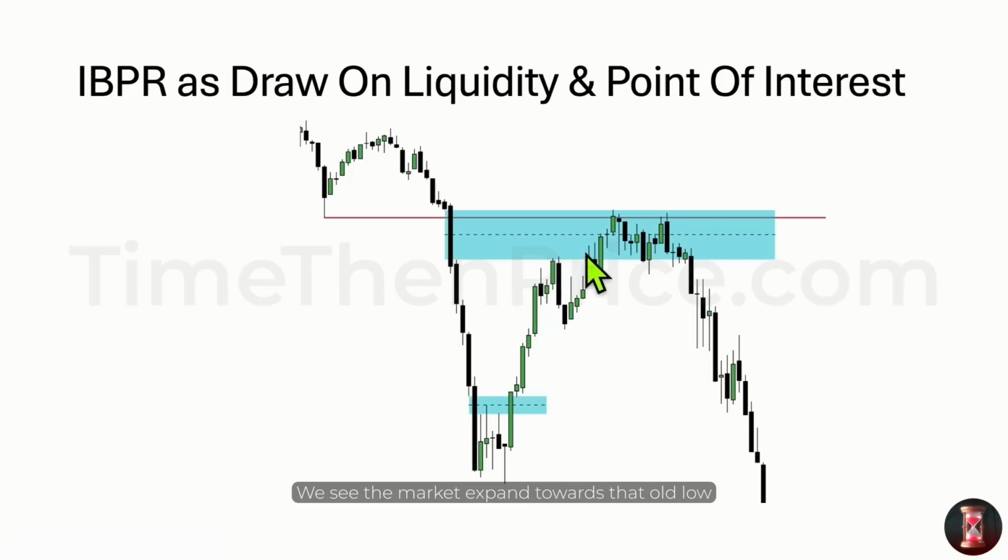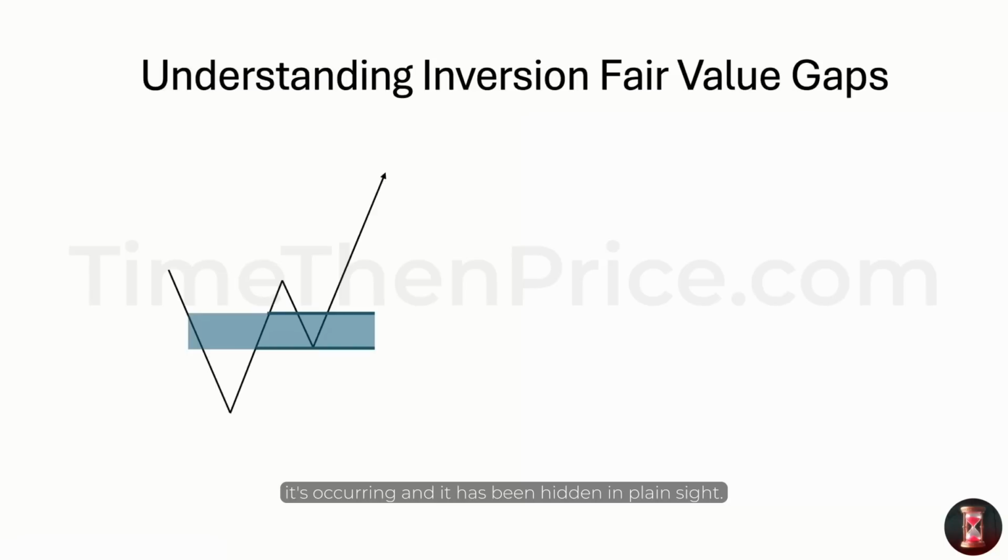We see the market expand towards that old low, and when it reaches this low, this is where we see true support turn resistance work. Why? Because the market is being repriced into an imbalanced price range, and notice how the bodies keep on closing around that old low, around that red line. Now you know why this is such a key signature, and when you start paying attention to this, you'll be mind blown by how many times it's occurring and it has been hidden in plain sight.